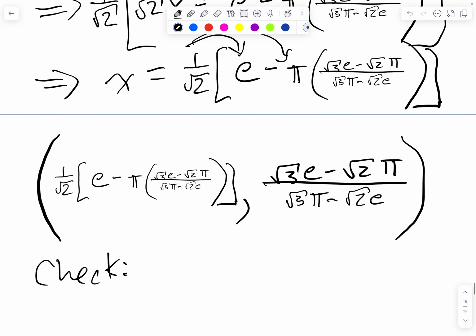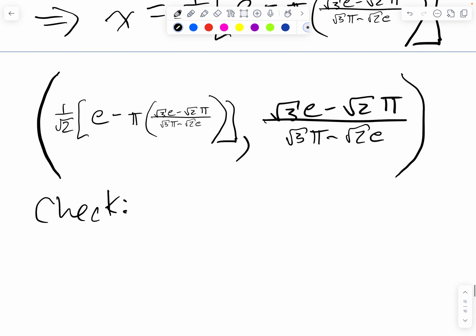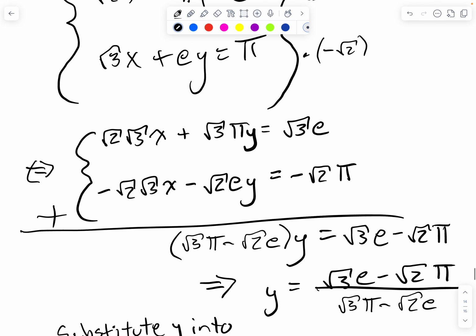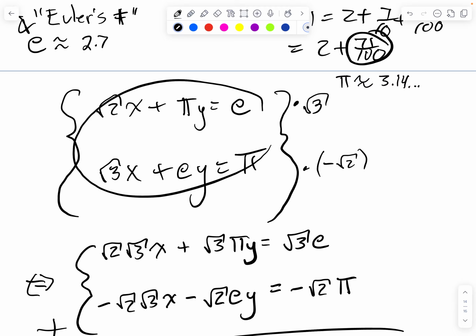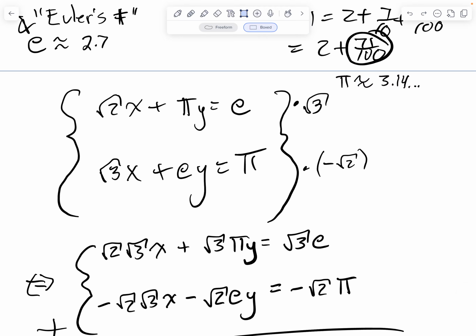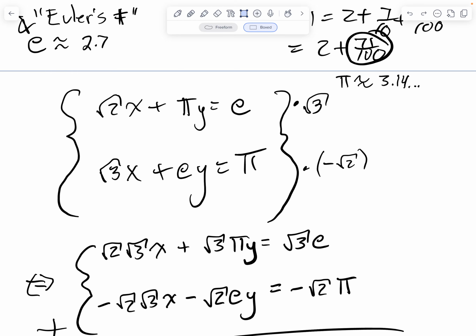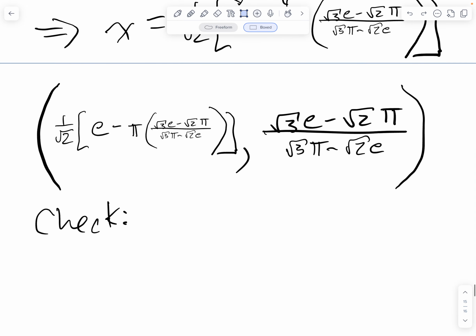Now, it might be tedious to take these numbers, the x and the y, and plug them in to this to make sure the left and the right are the same. So how about we do kind of an unofficial check here.